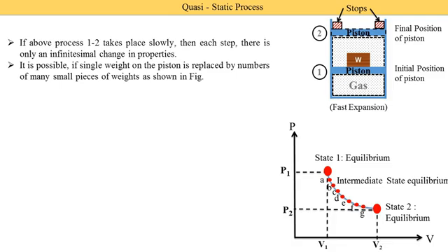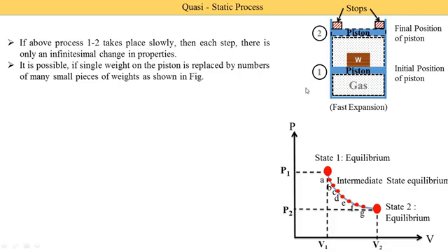Now here you see the new diagram. Different small weights are put on the piston. Suppose earlier we put 7 kg of weight, now it is divided into 7 weights of 1 kg each. So here the weights A, B, C, D, E, F, G are available. Here you also see that we can find a specific state.